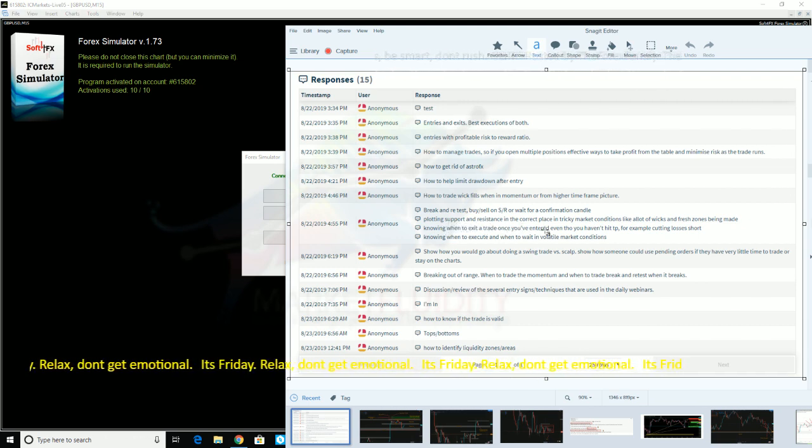Knowing when to exit a trade once you've entered, even though it hasn't hit TP. For example, cutting losses short. We're going to go over that as well. Cutting losses short comes from when you identify that if price is trending up and it breaks the low of the previous candles, then that's the indication that price may start to reverse. So that's where you might want to put stops at break even, or you might want to exit the position. Again, it's a very open, subjective question. It depends on a lot of variables. So we're going to try to cover those variables here in the simulation today.